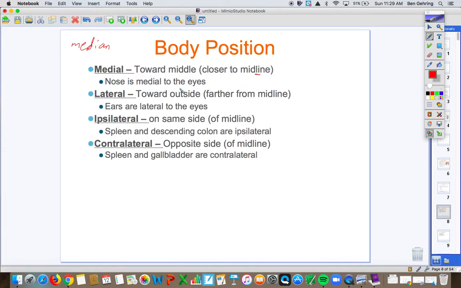So your nose is medial to your eyes, closer to the center of your body than your eyes. Lateral. So medial means towards the middle, lateral means the opposite, towards the outside. So farther from the midline. So your ears are lateral to your eyes.